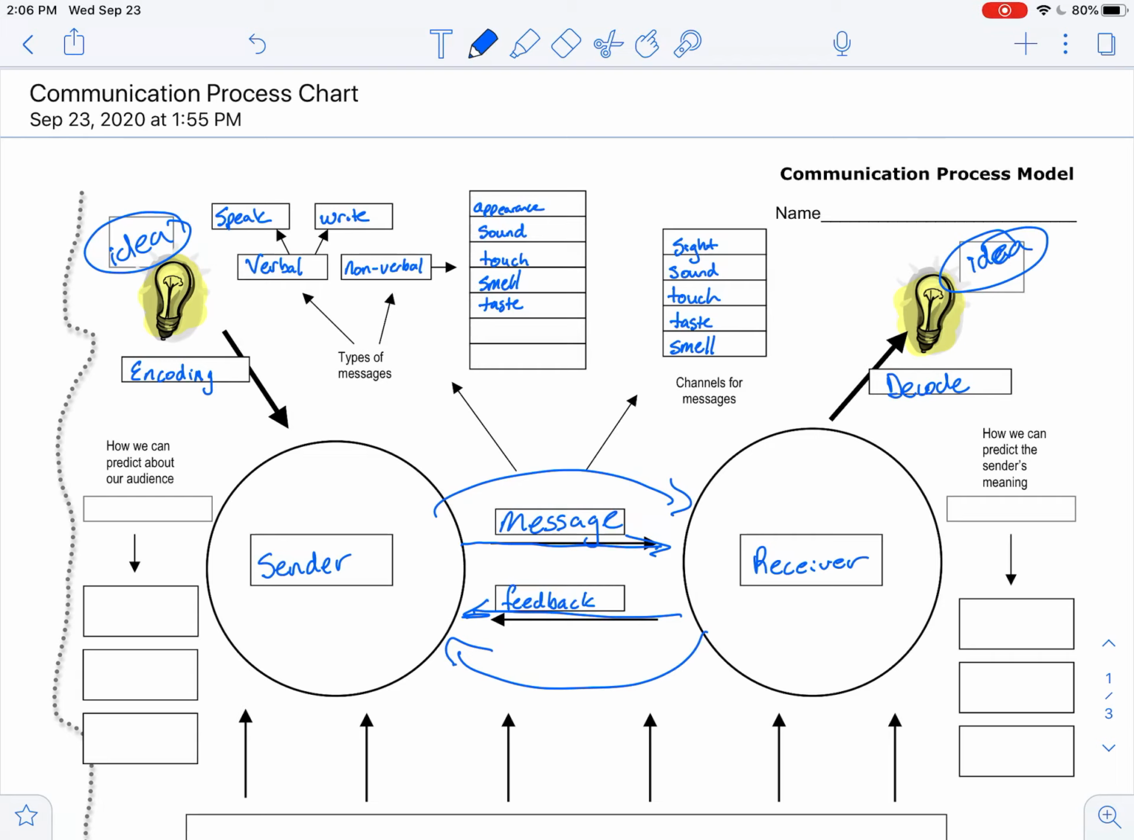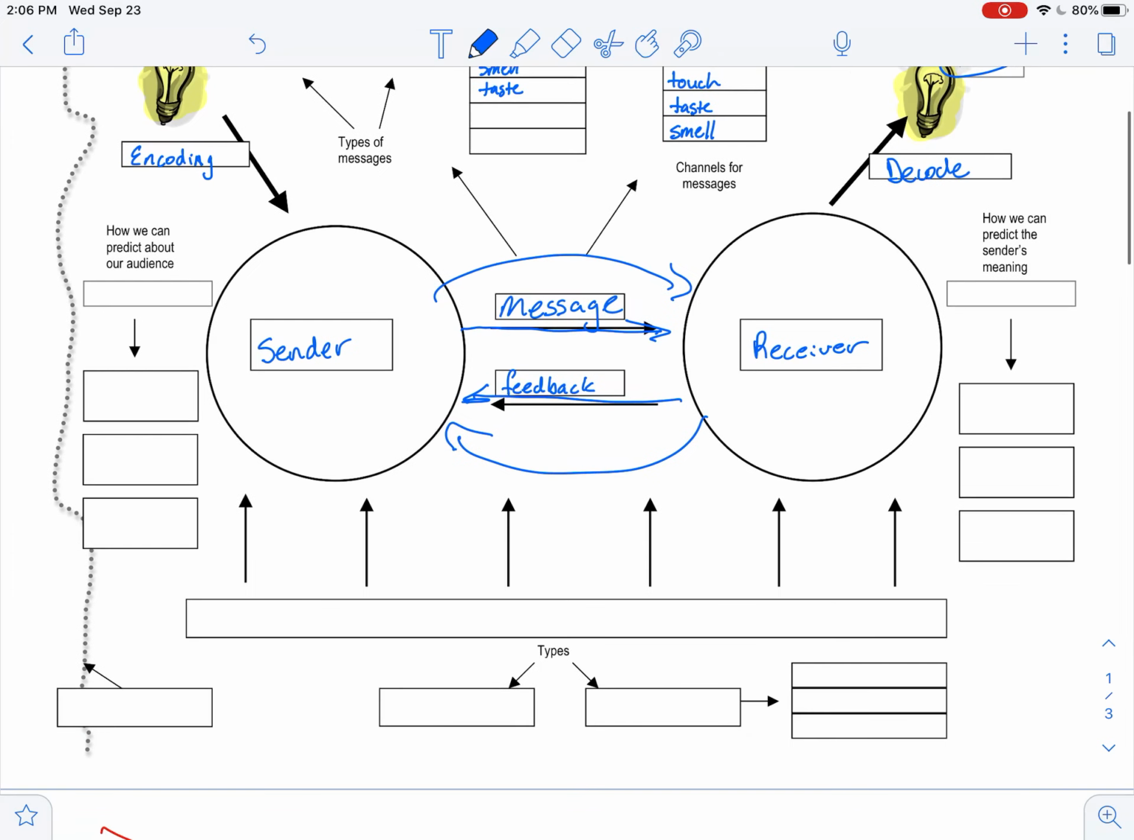Now that doesn't always happen. There are other things that get in the way. Okay, and so let's look at some of the things that get in the way. Well, the first one is interference, or, depending on where you're looking at, noise. That might help you understand it.